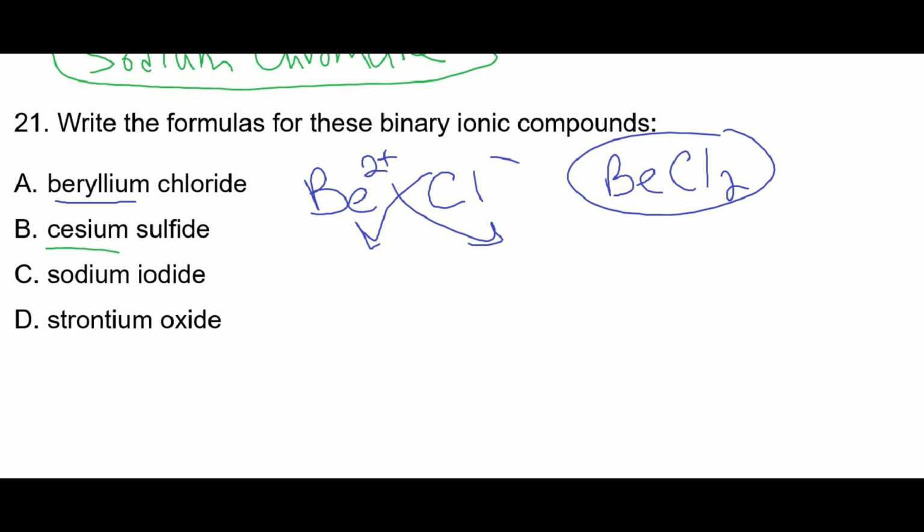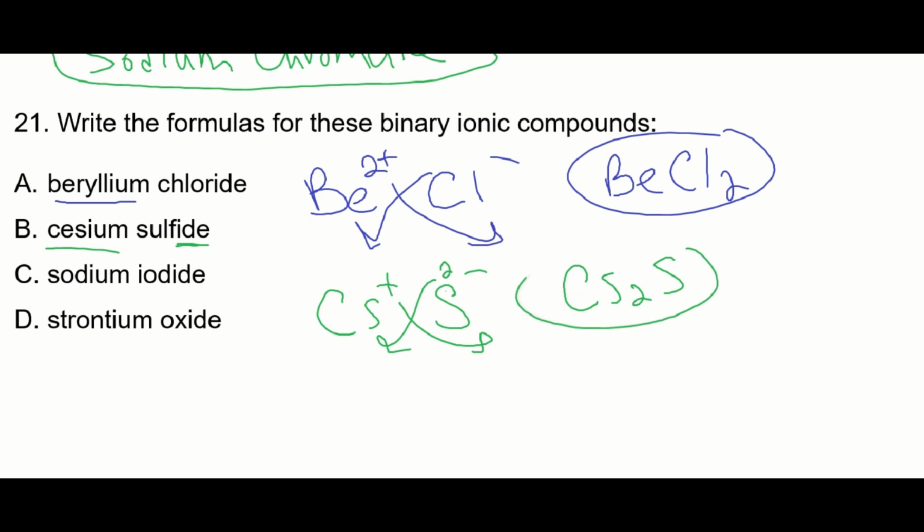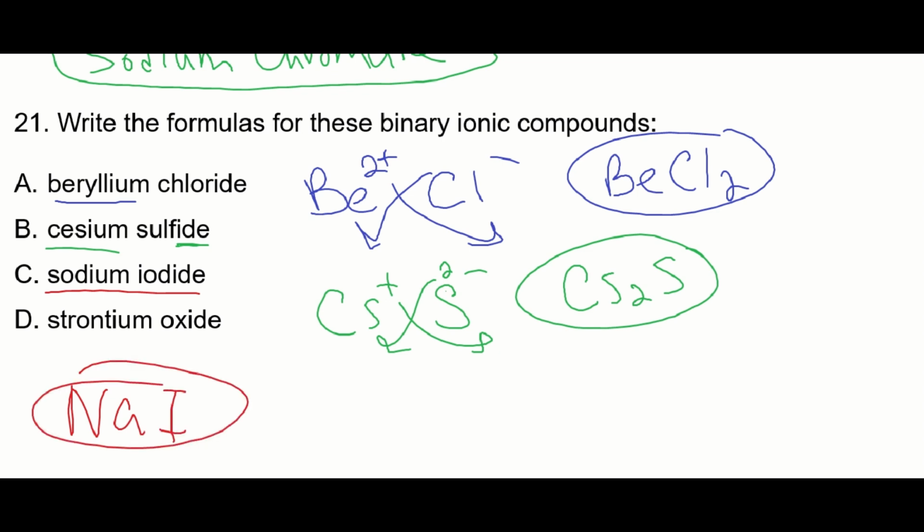Cesium is group 1 metal, 1 positive. Sulfide: if it ends in IDE, that is usually an element that's going to have a 2 negative charge. Crisscross the 2, crisscross that 1, and it's going to be Cs2S. Okay, sodium iodide. We just did this earlier on. There it is. 1 positive, 1 negative.